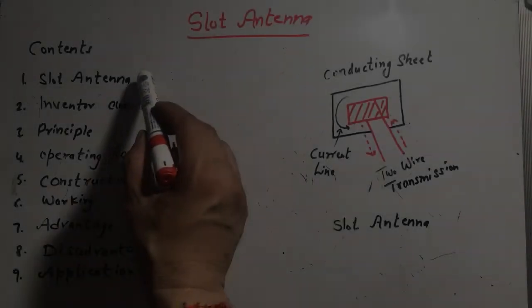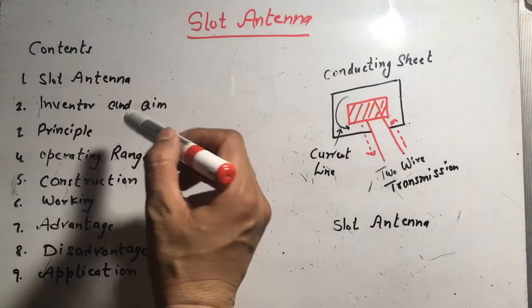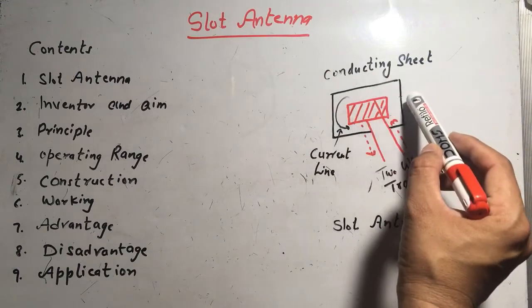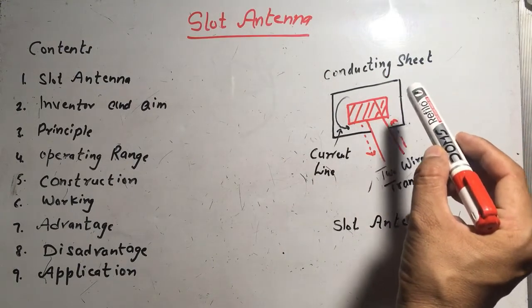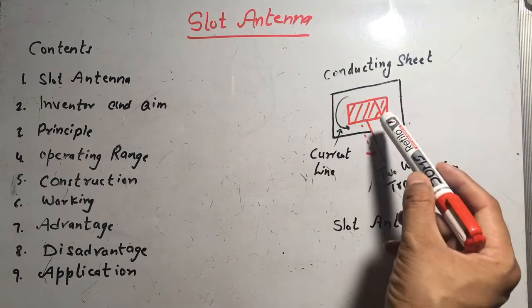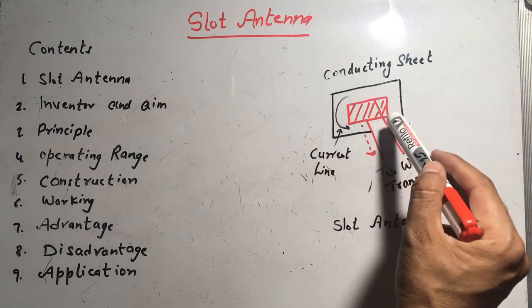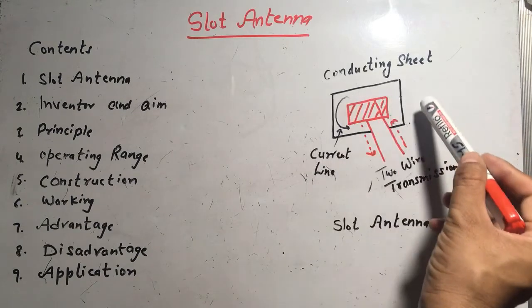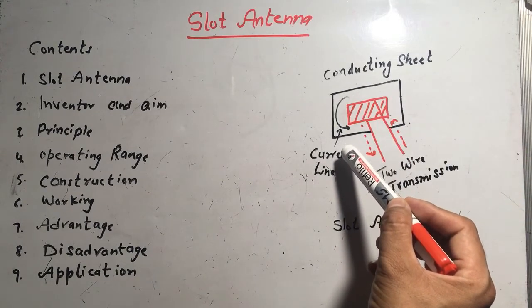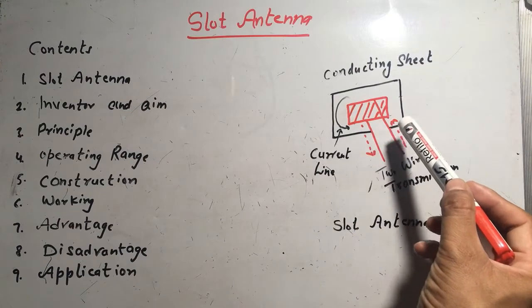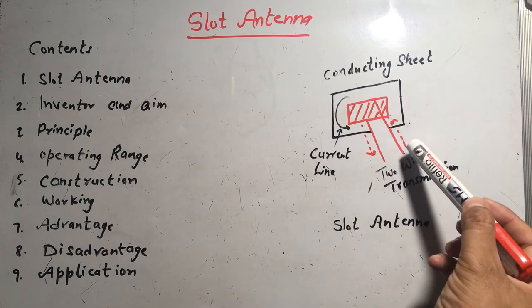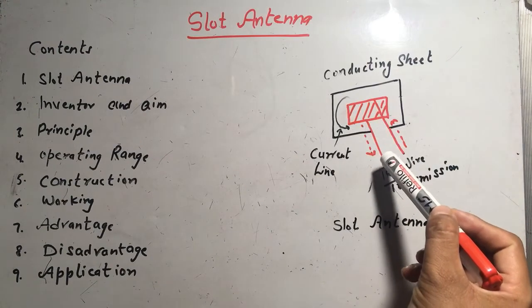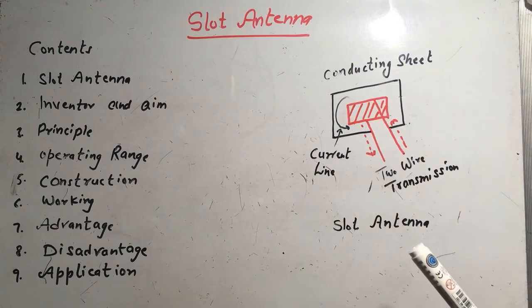First of all, let me tell you what a slot antenna is. In this diagram you can see that there is a conducting sheet. When an opening, cut or slot is made in a sheet of conductor, it forms a slot antenna. The input to this slot antenna is provided through that opening with the help of a coaxial cable or waveguide.